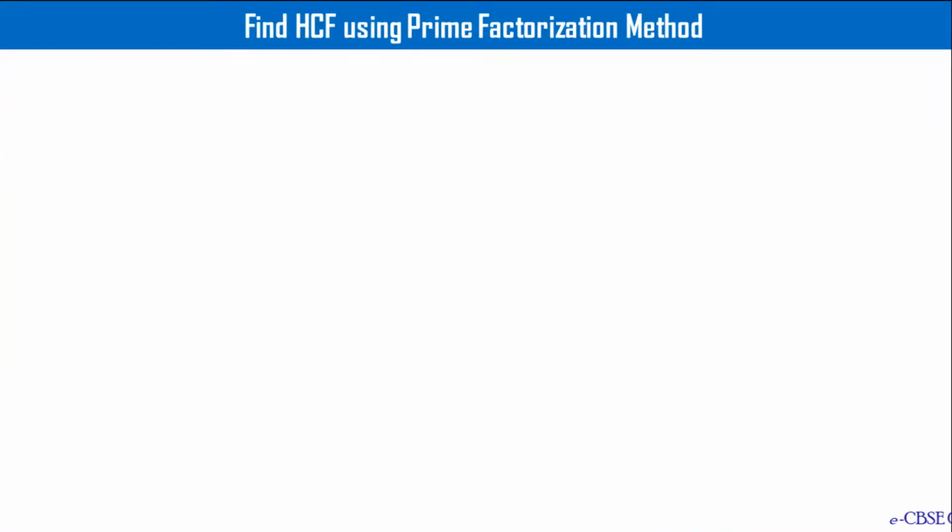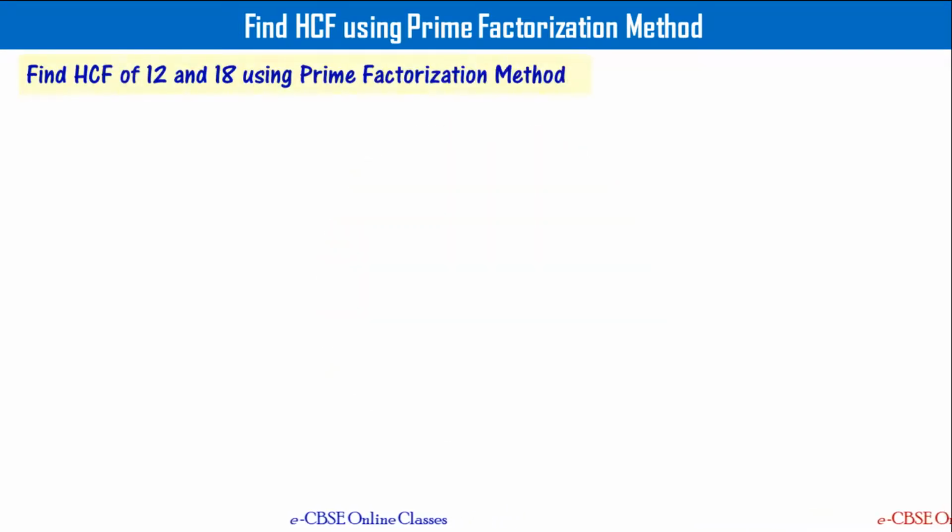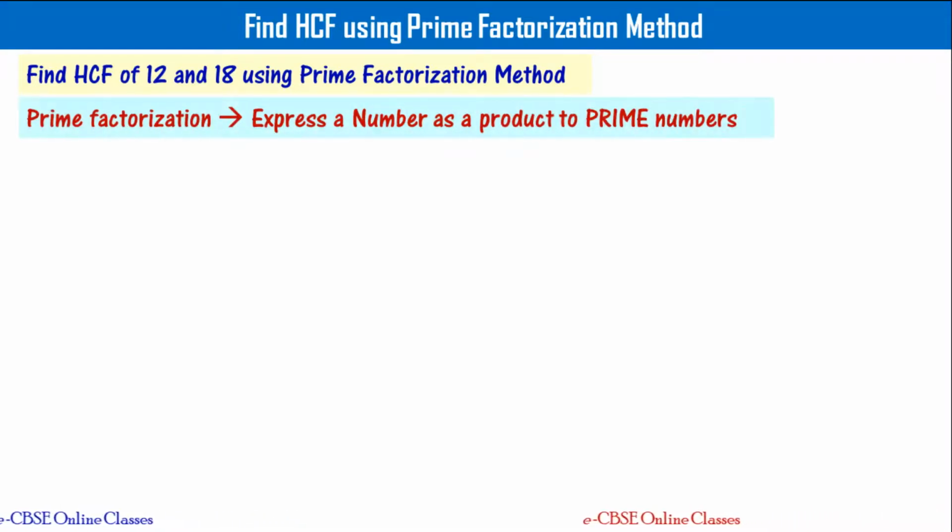Now, can we find HCF using prime factorization method? Yes, we can find. Let's now find HCF of 12 and 18 using prime factorization method. What is prime factorization? We know that it is about expressing a given number as a product of prime factors or prime numbers, right?